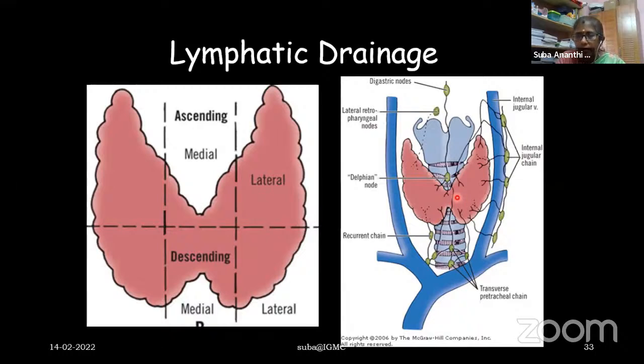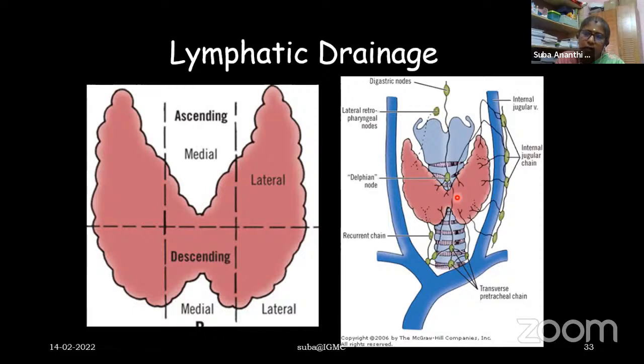The lower part drains into the pre-tracheal lymph nodes. From here, it drains into the paratracheal lymph nodes. And in the lateral part, the upper part of the lateral half, there is a lateral lobe that drains into the upper deep cervical lymph nodes. They lie along the course of the internal jugular vein.